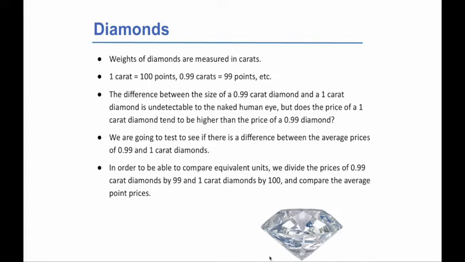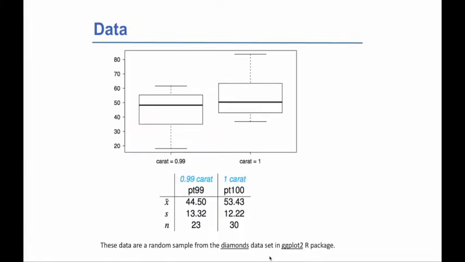And we want to be able to compare the equivalent units. So we're dividing the prices of the 0.99 carat diamonds by 99 and the 1 carat diamonds by 100. So we're getting the price per point. So we want to see if there's a markup for a 1 carat diamond, if it's more expensive per point. So we're comparing the average point prices.